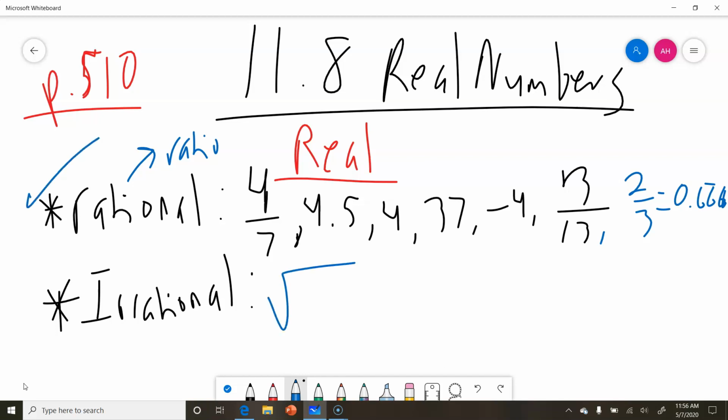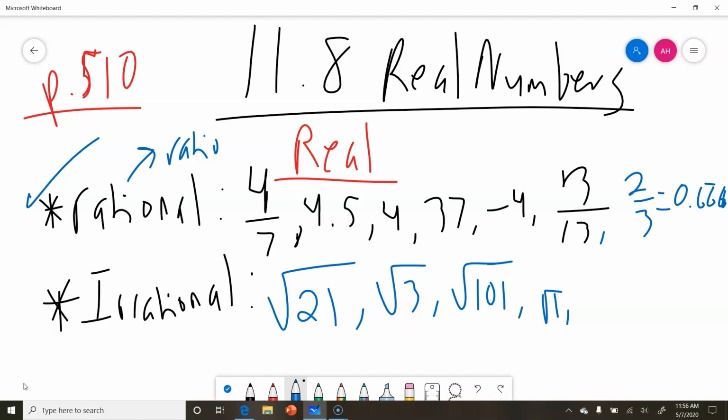Irrational numbers are square roots of numbers that aren't perfect squares. So any square root, square root of 3, square root of 21, square root of 101, anything like that is going to be irrational. Then we have pi, because it never repeats. And then we have something like this, 0.12, 122, 1222. See, it's a certain pattern, right? So they can have a pattern, but this pattern isn't the same repeating as the other one.